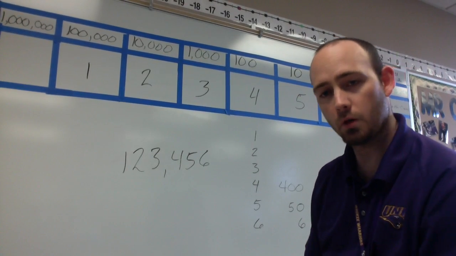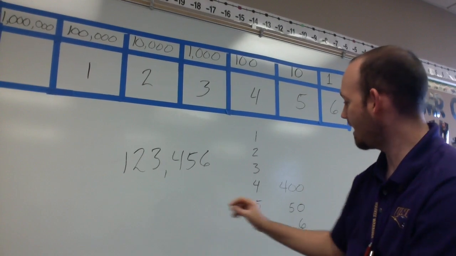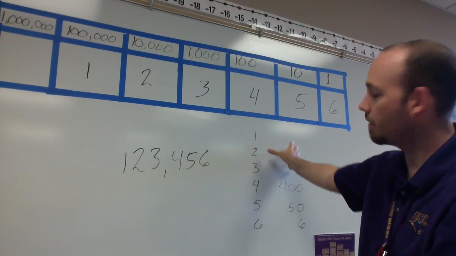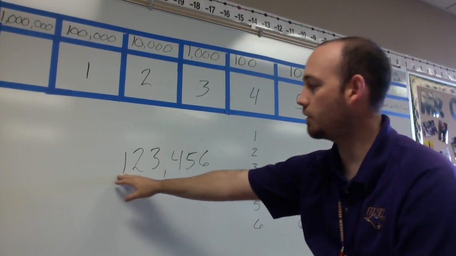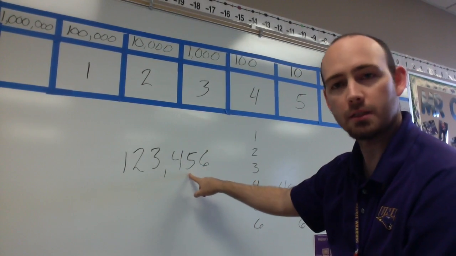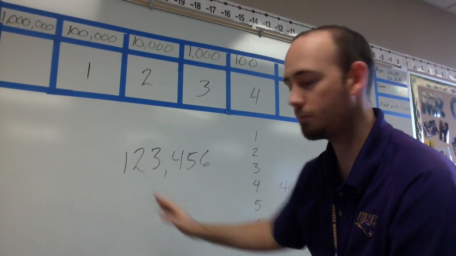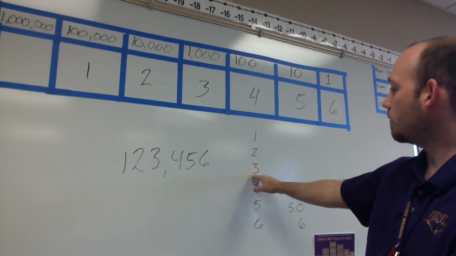Something I'm hoping that you're noticing now is a bit of a pattern. As we're going up and more to the left, the value is getting bigger and bigger and bigger because these values are worth more. Even though this 1 is not as big of a digit as the 5, it's in a larger place value, so it's worth more. So let's keep going. We have a 3 here.